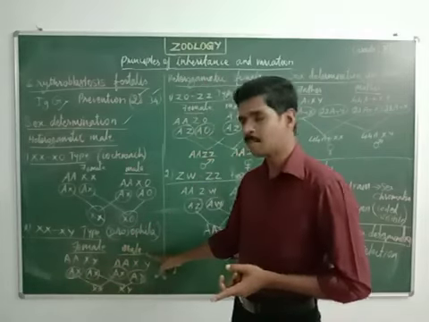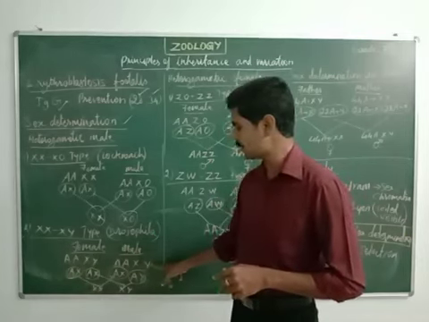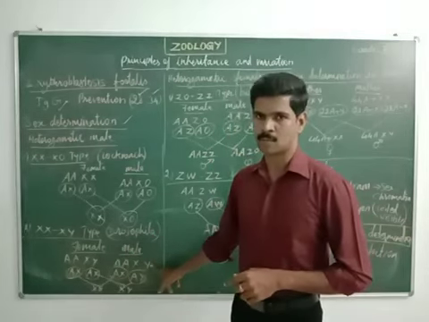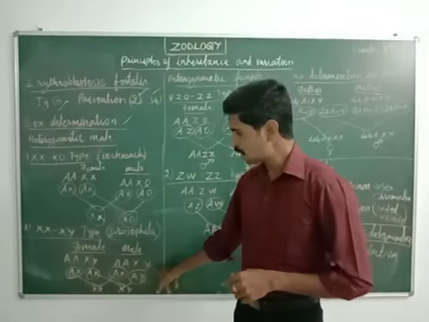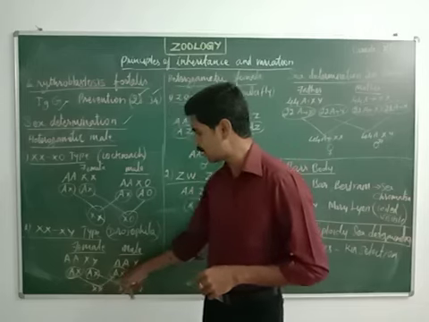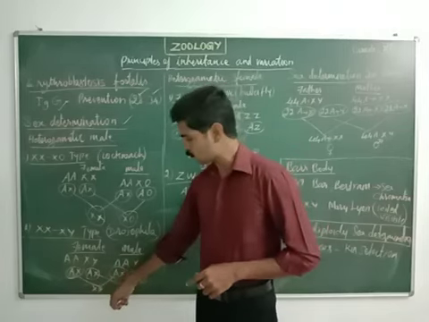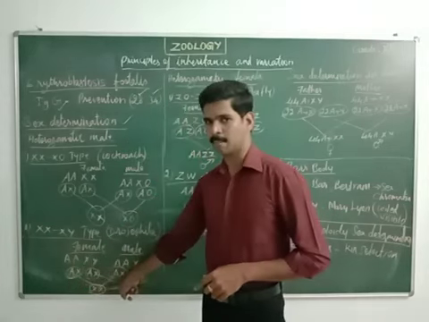But the male produces two types of gamete. One gamete consists of an X chromosome and the next gamete consists of a Y chromosome. So here, from the female one X chromosome is coming and from the male also one X chromosome is coming. So both chromosomes are X chromosomes. So it is a female.